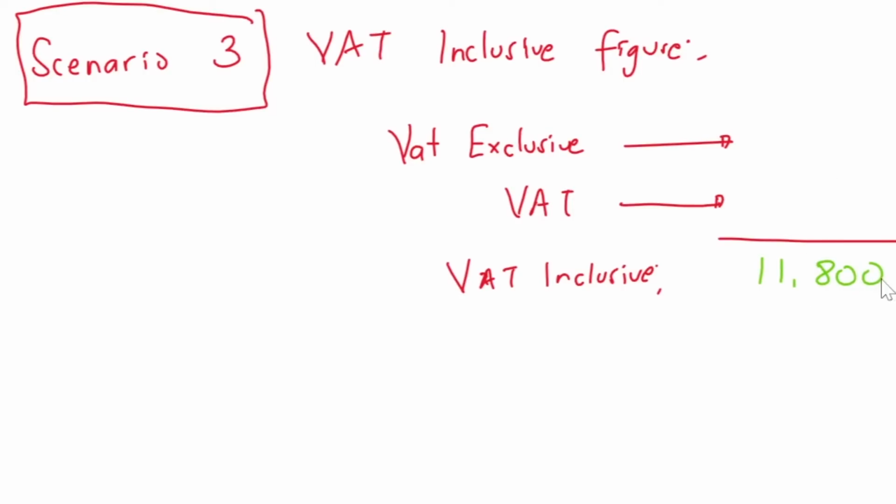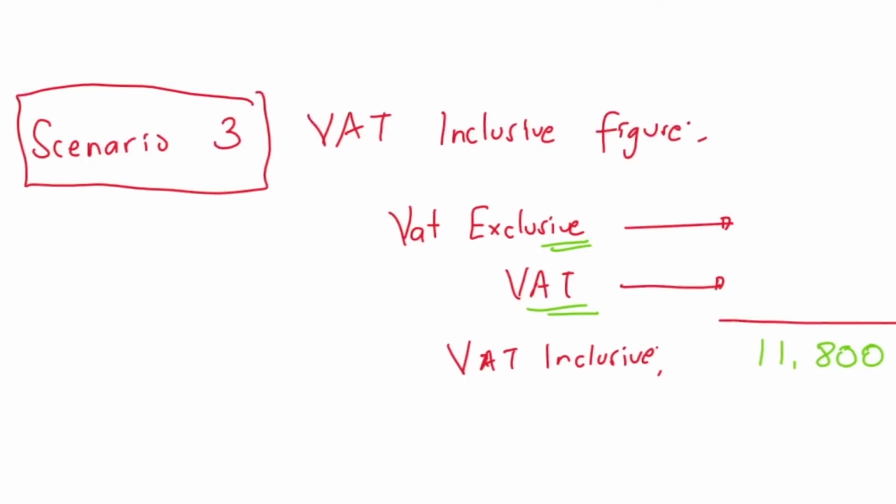But how do we work backwards from this 11,800 so that we are able to get the value for VAT and the value for VAT exclusive? How do we work backwards? This is a scenario you'll find in practice. You just have the final figure, that is VAT inclusive, and you need to work backwards. So how do you do it? Now let's get back to the first scenario and I show you something.